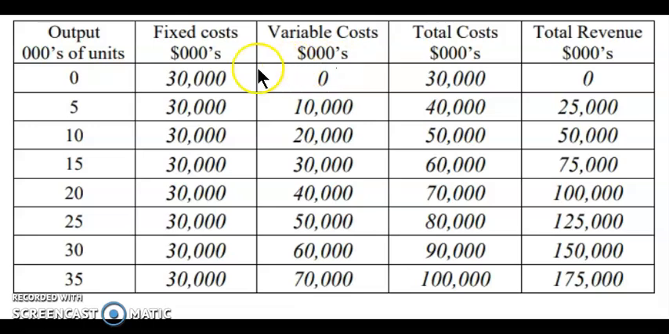And total cost, as I said, fixed cost plus variable cost gives you total cost. 30 plus 10 gives you 40. 30 plus 20 will give you 50, and so forth. Total revenue, like I said, if you are not producing, you are not selling, so your revenue is 0. Our selling price in this question was $5. So if you haven't produced anything, times 5, it will still be 0. If you have produced 5,000 and are selling each at $5, your revenue will be 25.